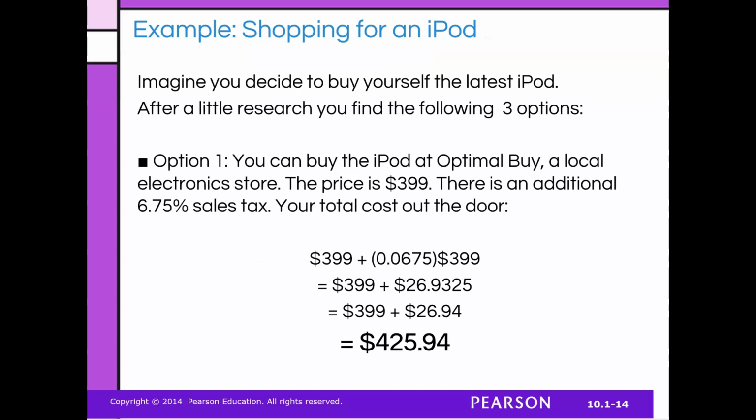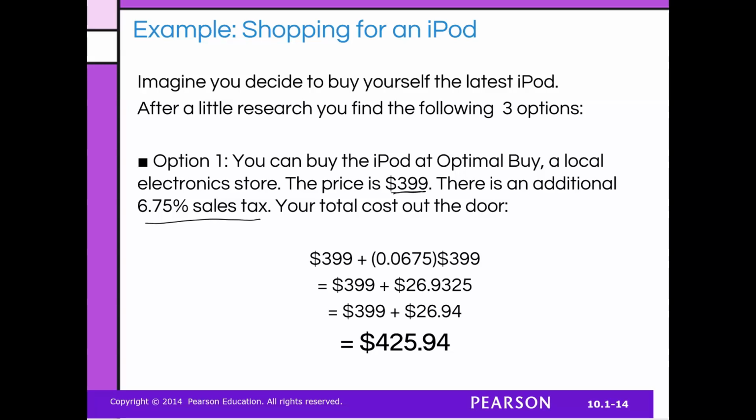So let's say you are shopping for an iPod. Imagine you decide to buy yourself the latest iPod, which, I don't know, do they make iPods anymore? Okay, you can buy the iPod and the price is $3.99, but then they've got sales tax. So how do you figure that out?